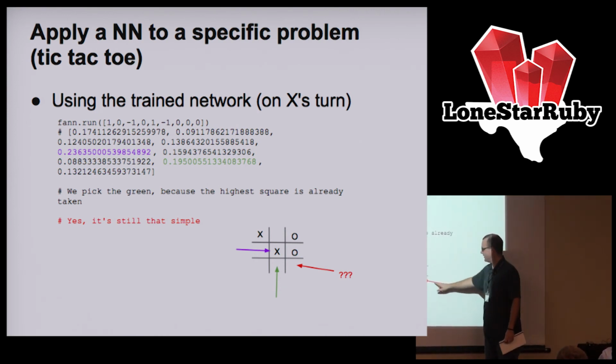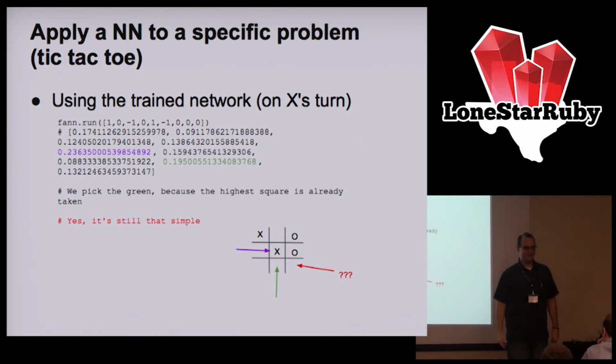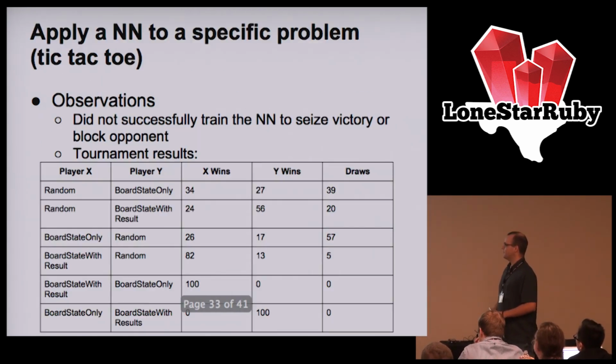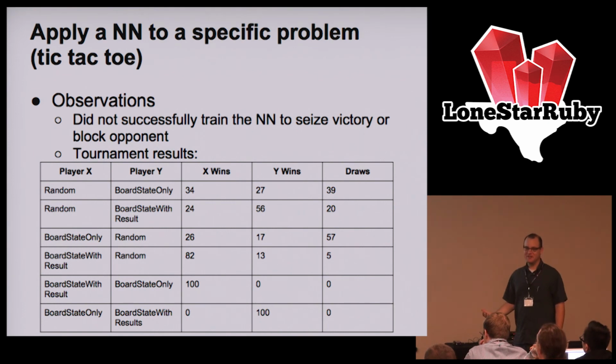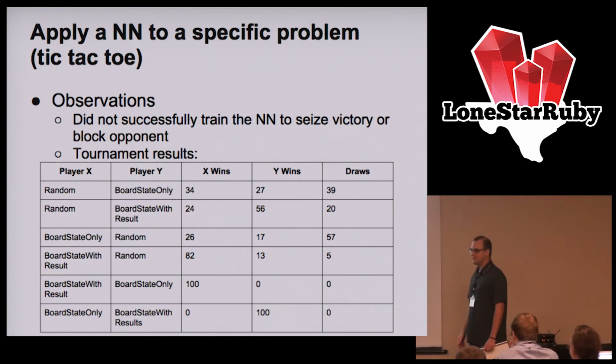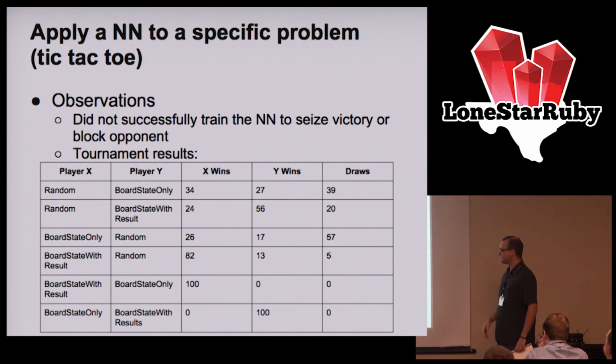And so you're thinking, well, why didn't it win? Why didn't it go for victory? That was one of the observations I made. It was hard to train the neural network to block an opponent or seize victory. For whatever reason, it just didn't go for it very well.